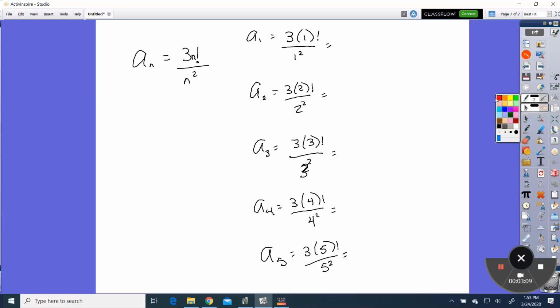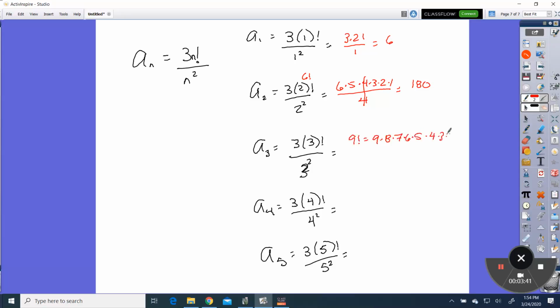So this one is going to be 3 times 2 times 1 over 1. So that's 6. This one is 6 factorial, so that's 6 times 5 times 4 times 3 times 2 times 1. I didn't think this through when I made this problem. Those go away, but then I'm left with 30 times 6 is 180. Now they're getting really big. 9 factorial is 9 times 8 times 7 times 6 times 5 times 4 times 3 times 2 times 1, all over 3 squared, which is 9.